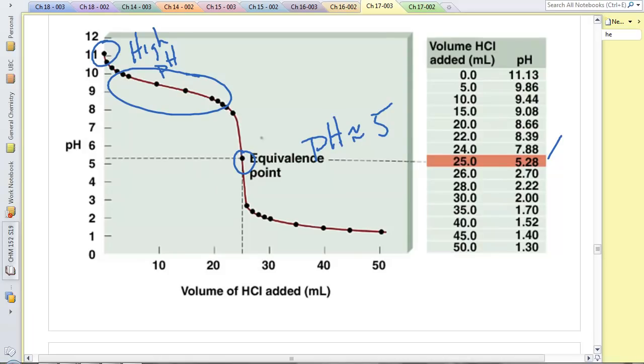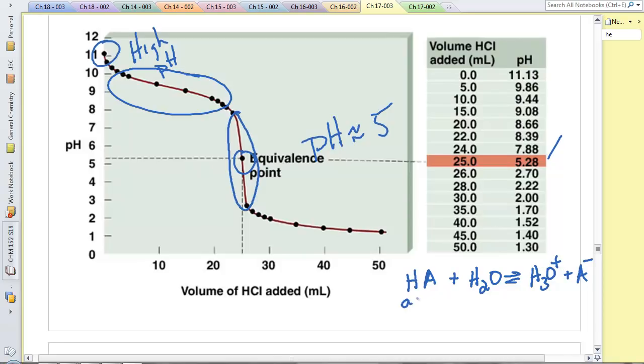So let's talk a little bit about indicators. This region of a weak strong titration, in this case a weak base strong acid, it's not as broad as a strong acid strong base. So you have to be more careful in your choice of indicator. Now, when does an indicator change color? Well, an indicator contains both an acid and its conjugate base.